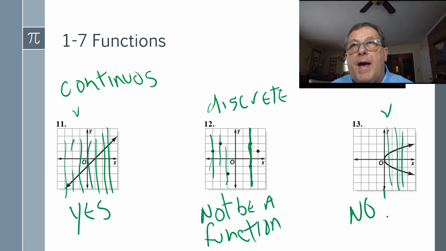Okay, that gives us a look at mapping, tables, ordered pairs, and graphs, and how we determine whether a relation is a function.